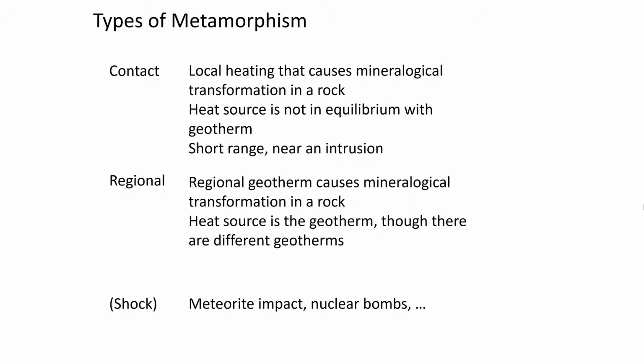Regional metamorphism is directly linked to the geotherm, and the regional geotherm causes mineralogical transformation in the rock. The heat source itself is the geotherm, although there are different geotherms in different areas within a crust. Shock metamorphism can be caused by meteorite impact or nuclear bombs.